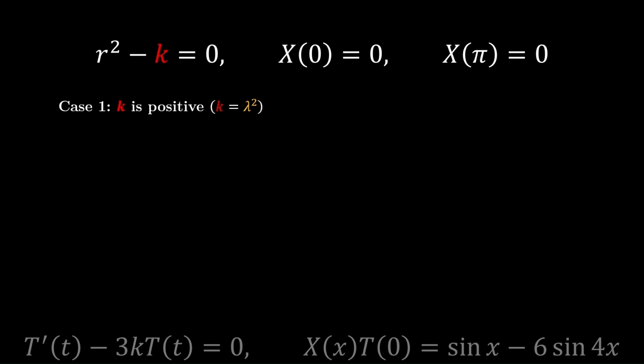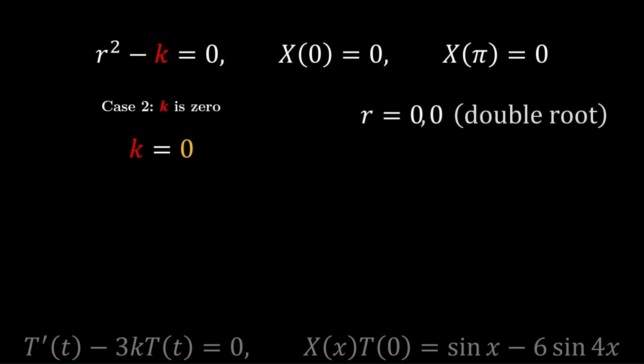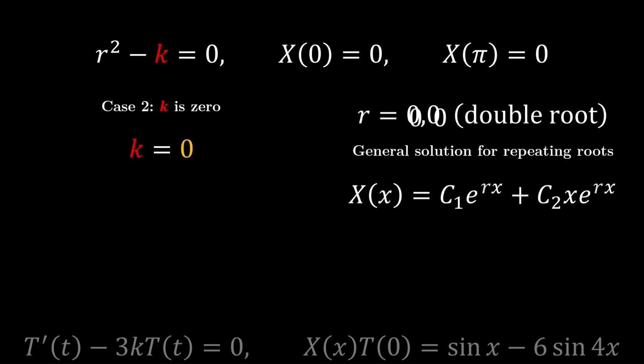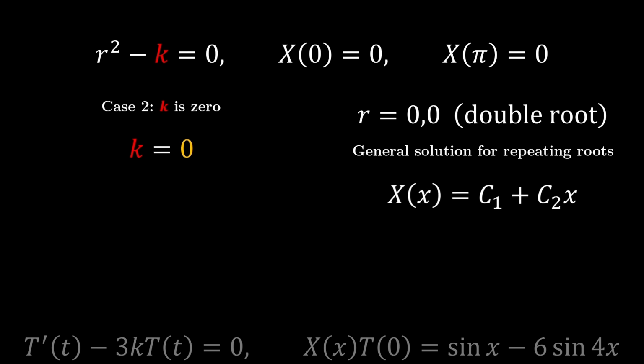So in an effort to search for a non-trivial solution, we can backtrack, and instead of selecting k to be positive, we can choose k to be 0. After substituting these into our characteristic equation and solving for r, we end up with r equals 0 and r equals 0, which is a double root. At this point, we should be able to recall the general solution form for repeating roots, which is provided here, and substitute in r equals 0, ending up with X(x) equal to c1 plus c2x.